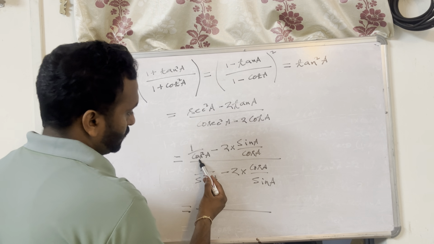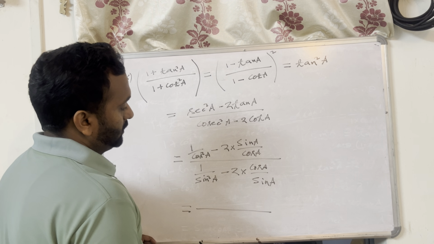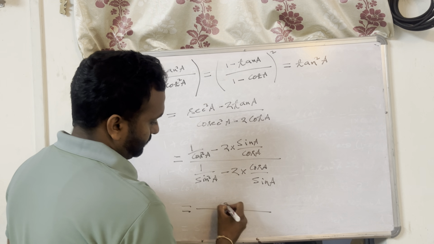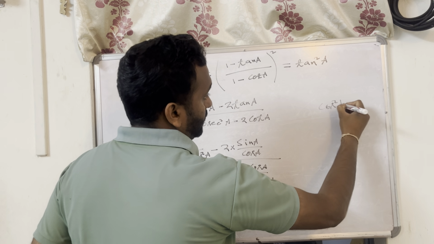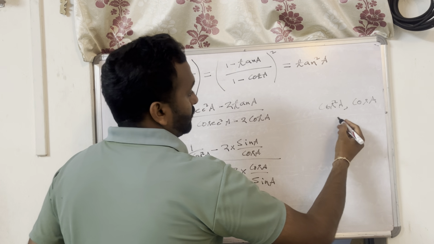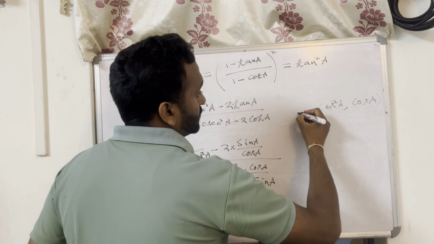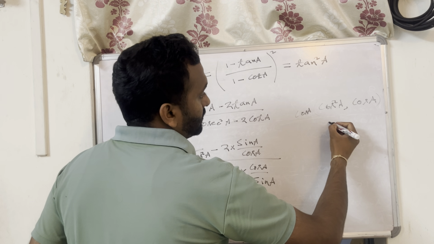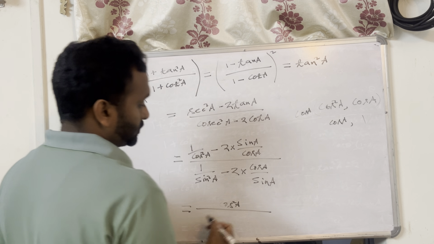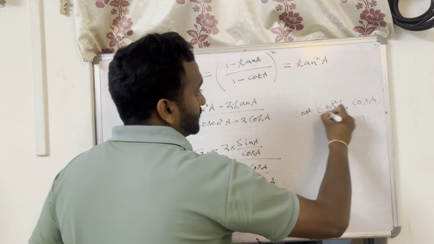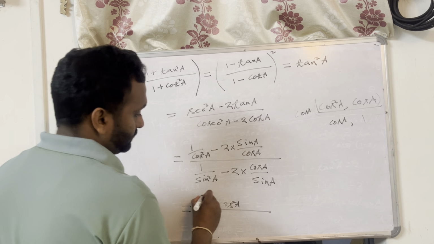So see, cos square A and cos A, we can take LCM, and LCM will be how much? Okay, so LCM will be cos square A. Cos square A and cos A, LCM will be how much? First we'll have to see the common stuff. So look here, the common between cos square A and cos A is cos A. So we are left with how much? We are left with cos A and 1. So cos A into cos A will be how much? Cos square A. So that is actually the LCM of cos square A and cos A.